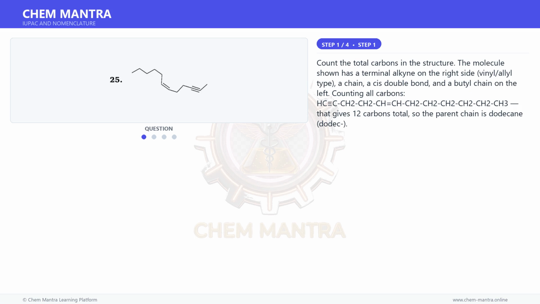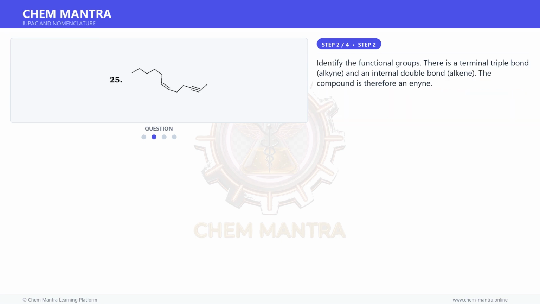The molecule shown has a terminal alkyne on the right side, a vinyl allyl type chain, a cis double bond, and a butyl chain on the left. Counting all carbons, HC≡C-CH2-CH2-CH=CH-CH2CH2CH2CH2CH2CH3, that gives 12 carbons total, so the parent chain is dodecane, dodec. Moving on to the next step.